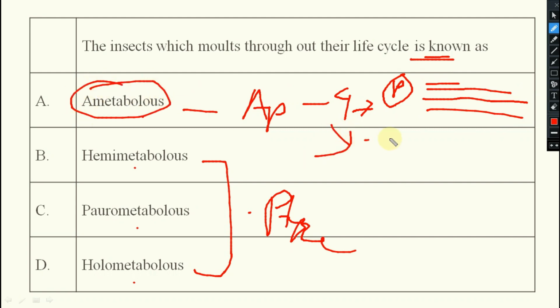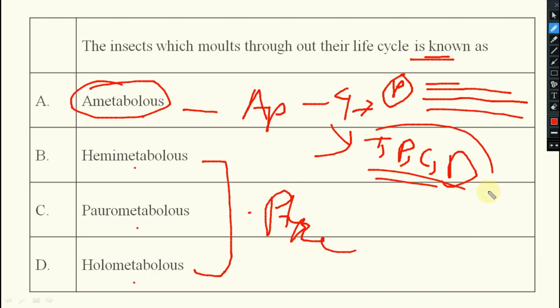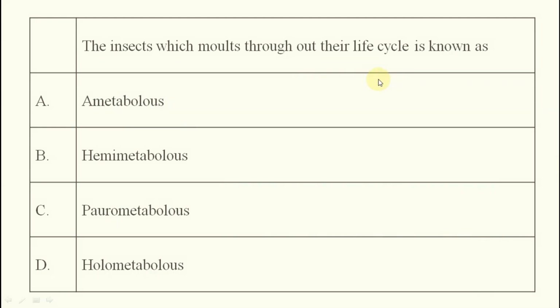So in case of ametabolous, what are those 4 orders? Thysanura, then Protura, then Collembola, then Diplura. These are the orders where molting will happen throughout the life cycle. This is very, very important. For Pterygota orders, molting happens only in the larval stages. But in case of Apterygota ametabolous insects, throughout the life cycle their molting will happen.